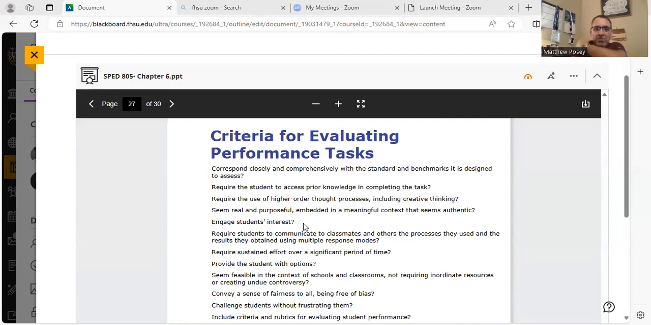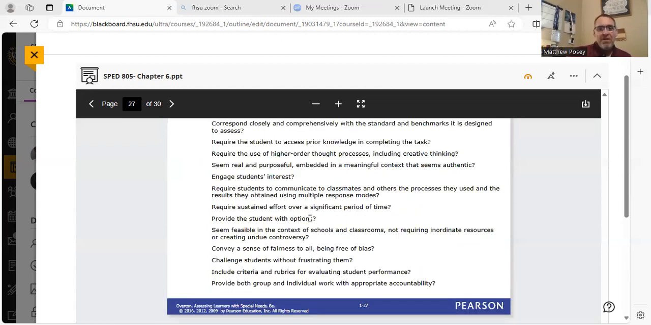You could make sure it's real, purposeful, and embedded in another subject area activity, so that it seems more authentic. You can engage students' interest when you're asking them to perform the task to show their knowledge. By doing this, it also conveys a sense of fairness to all, being free of any bias. It also challenges students without frustrating them because they're actually getting up and performing that task. They're getting up and getting to demonstrate.